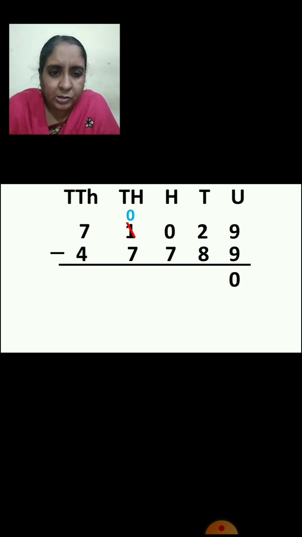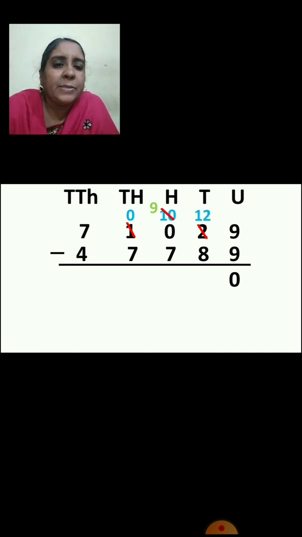Now we can take 1 to hundreds place. So you will cut 0. And what will come in hundreds place now? 10. Right? Now from hundreds place you can take to tens place. So you will cut 10 and take 1 to tens place. So 10 minus 1, 9 will remain in hundreds place. Now you will cut 2 and now what will come in tens place? 12. Now you can subtract. 12 minus 8 is how much? 4. Now 9 minus 7 is how much? 2.